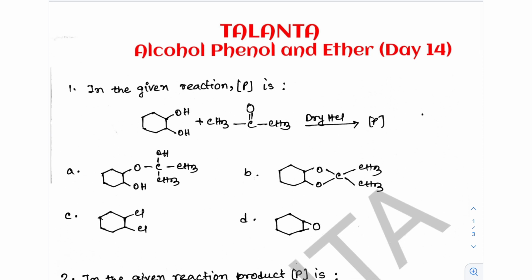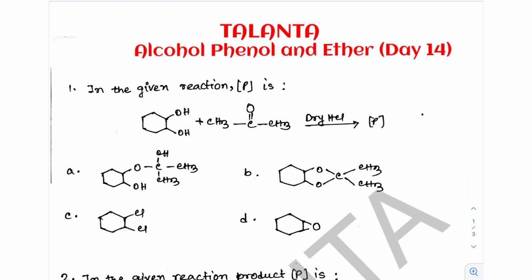Let's begin with this first problem. In a given reaction, the product P is, so this 1,2-diol, a cyclic diol, is being treated with a ketone, acetone, in presence of dry HCl. So what we have to understand is the 1,2-diol. If you have gone through it in a proper way, you will see this is basically a locking reagent. 1,2-diol acts as a locking reagent for aldehyde and ketone.